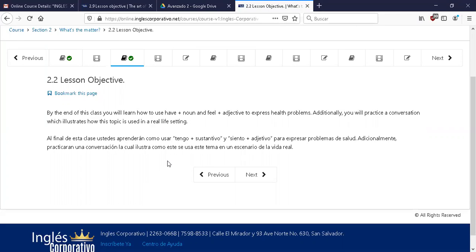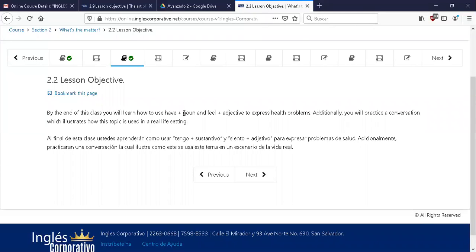So, al final de esta clase, ustedes aprenderán cómo usar tengo más sustantivo y siento más adjetivo para expresar problemas de salud. Adicionalmente, practicarán una conversación, la cual ilustra cómo se usa este tema en un escenario de la vida real.